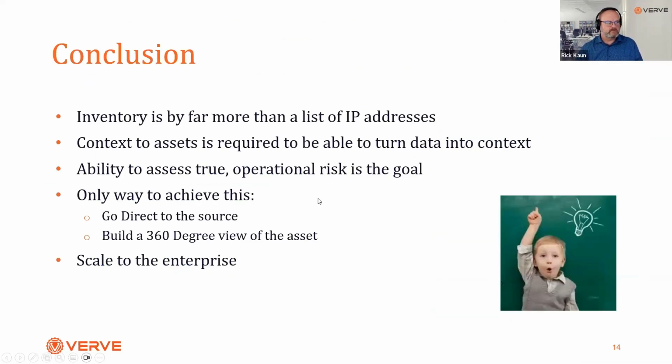So in conclusion, inventory is by far more than a list of IP addresses. Context to assets is required to be able to turn data into contextual risk and understanding. The ability to assess true operational risk is the actual goal. Inventory in and of itself is not necessarily a destination. It is a stage in the journey. And the only way to achieve this is to go direct to the source and build a three-dimensional view of that asset. And you get bonus points if you can scale it to the enterprise.